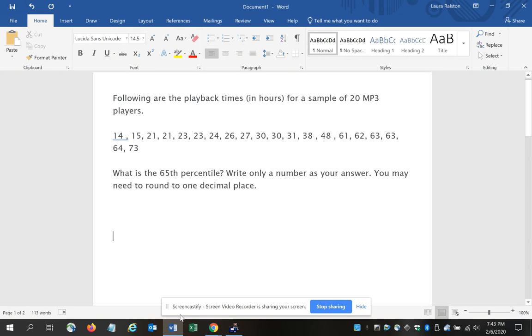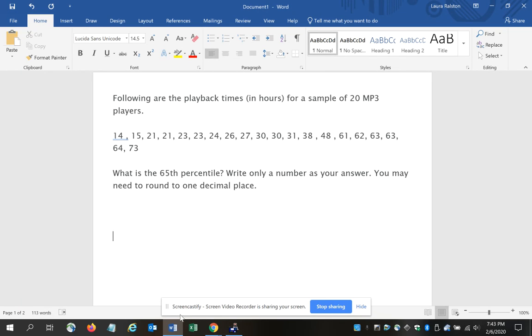Okay, some of you seem to have difficulty with the percentiles, which I believe was in lesson 6. And so I was going to work through a couple of examples that came out of the homework quiz. This particular problem says, following are the playback times in hours for a sample of 20 MP3 players. And then it gives you the list of numbers.